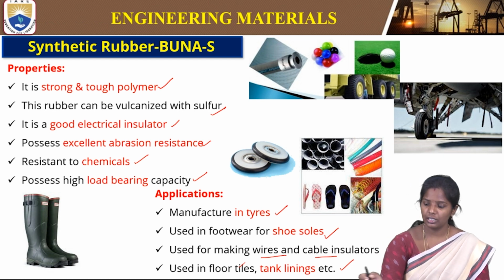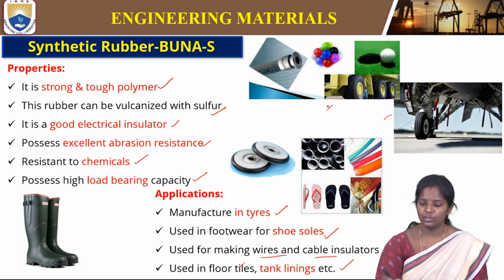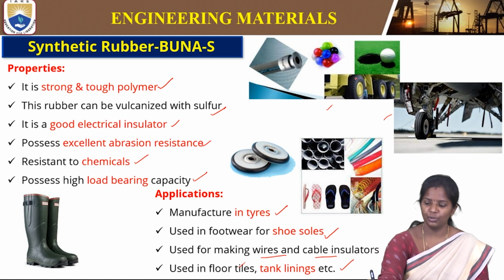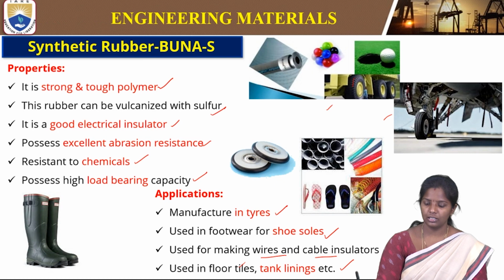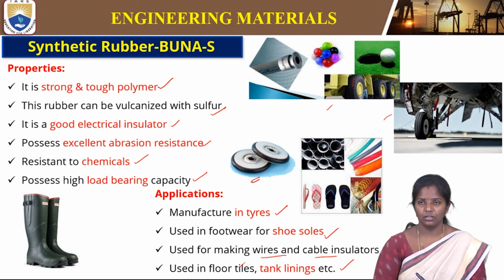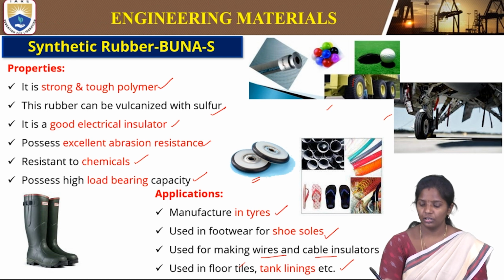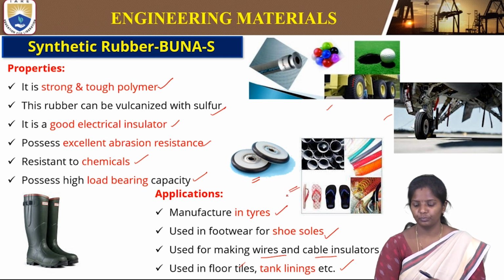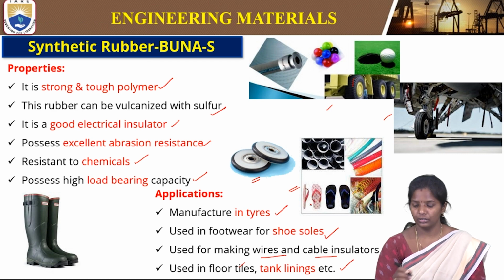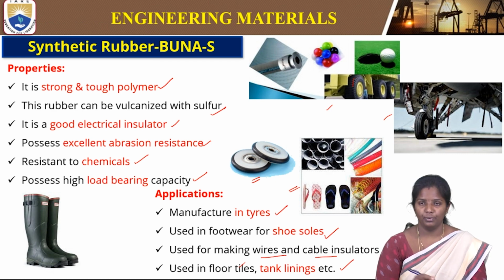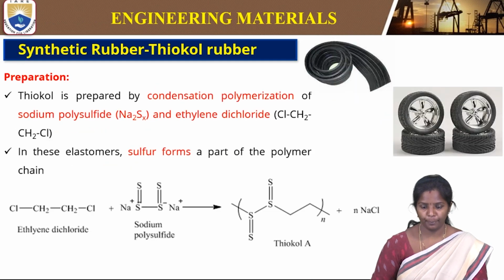If you see aircraft or transportation systems, Buna S rubber is used in tire manufacturing, and some O-rings contain Buna S. Also the shoes, sandals or chappals are made from these rubbers because of their resistance to abrasion, so that they do not get wear and tear easily.